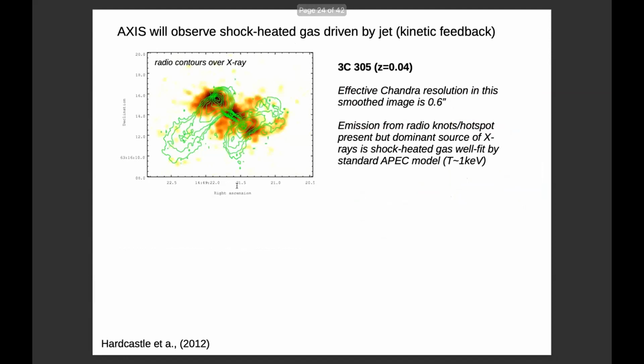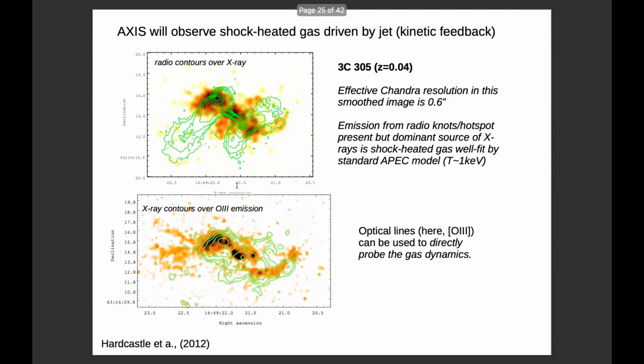So another quick thing I wanted to mention for AXIS in terms of jets is that there are, of course, a number of very nice studies done with Chandra already, especially at lower resolution, where we see X-rays associated with radio jets, but it's not the synchrotron, not the non-thermal emission. We're talking about shock-heated gas driven by the jet. So this is direct evidence of kinetic feedback. This is an example of 3C305, a low redshift source. And you can also do nice things like compare this morphology with [O III] emission, so you can directly probe the gas dynamics.